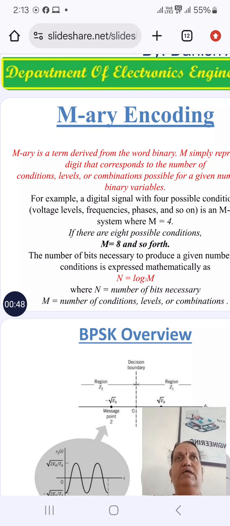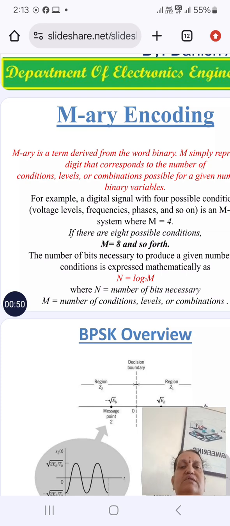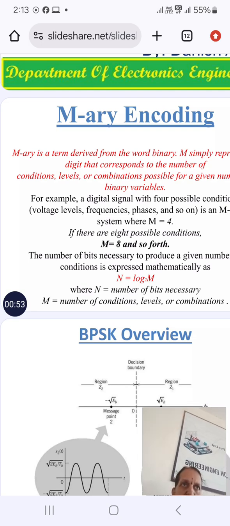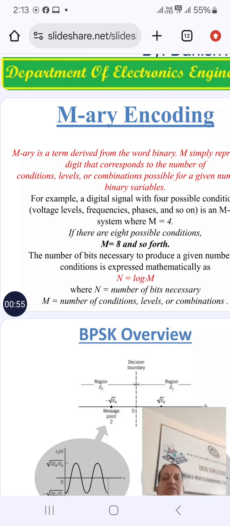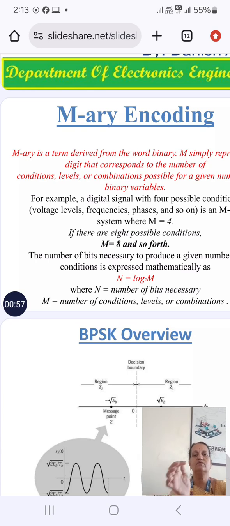For example, we can consider a digital signal with four possible conditions, that is voltage levels. It can be voltage levels, frequencies, or phase, and so on. The MRA is a system with M equal to 4, number of levels equal to 4. If there are 8 possible conditions, then M equal to 8, and so forth.